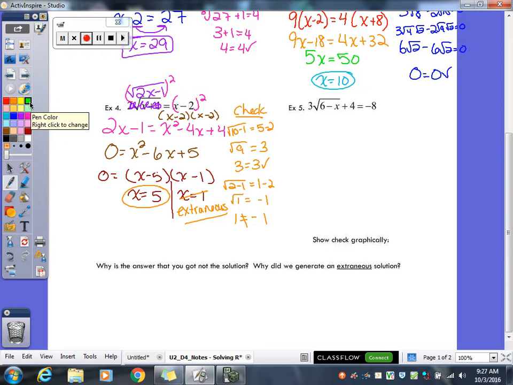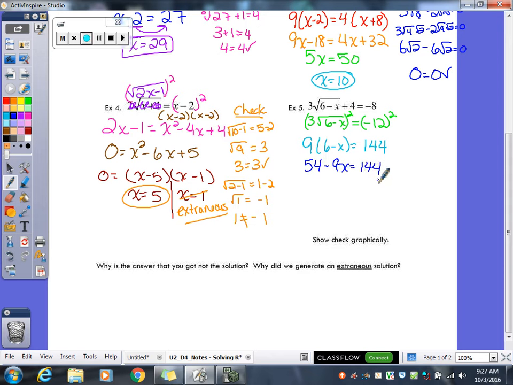So then over here in example number 5, again, isolate our radical. So I'm going to subtract my 4 over. So that gives me a negative 12. I'm going to go ahead and square both sides. So I get 9 times 6 minus x equals 144. And then distribute my 9. Subtract my 54 over. And then divide by my negative 9. So x equals negative 10 for that one.